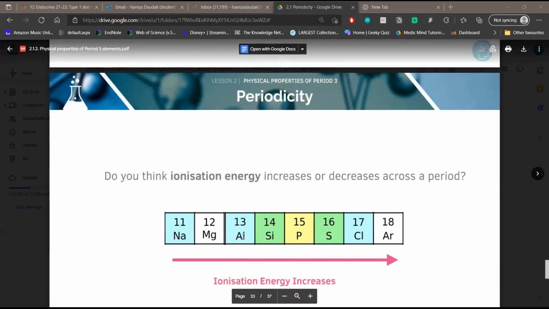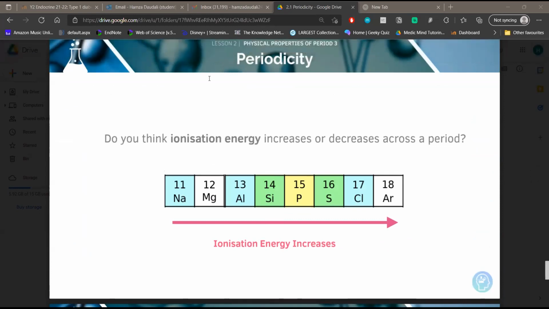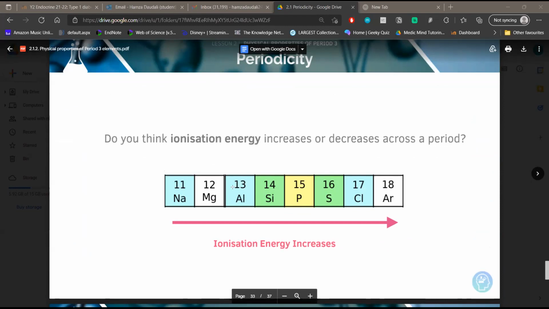The things that the slide isn't going to tell you, but I will, are the dips. And these dips are at aluminium and at sulfur. So the aluminium one is quite logical. Sodium and magnesium are both filling in the s orbital, right? By the end of magnesium, you have got a fairly nice full s orbital. So magnesium is quite stable, so it's going to be quite hard to remove its electron.